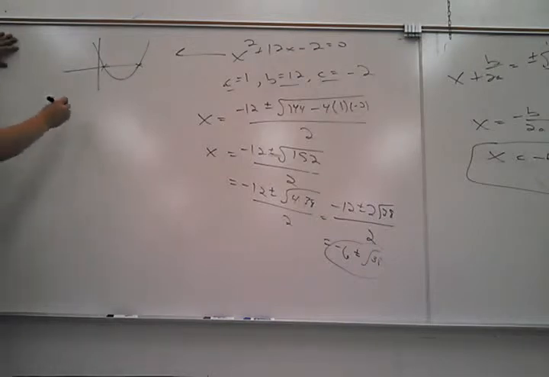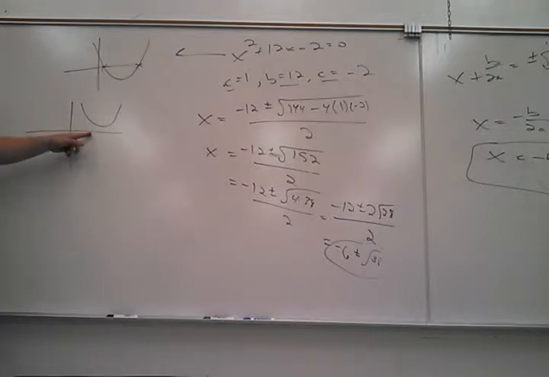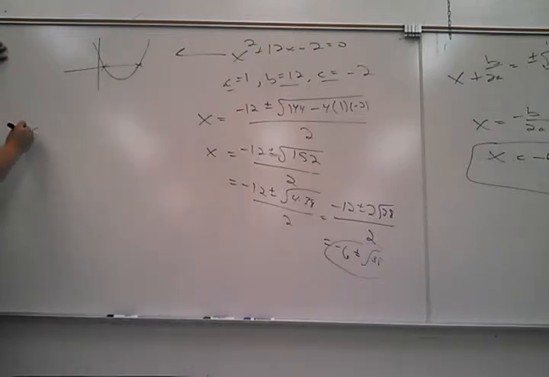If I have a problem where it doesn't have any real answers, they're both complex, that means the parabola looks like that. It doesn't have any real intercepts. They're complex intercepts. So what kind of problem would that be? That'd be a problem like, I don't know.